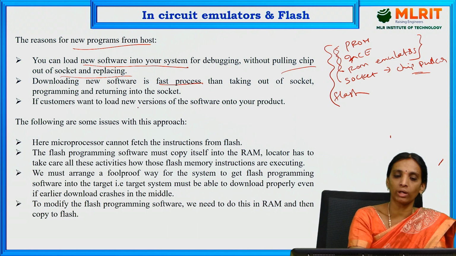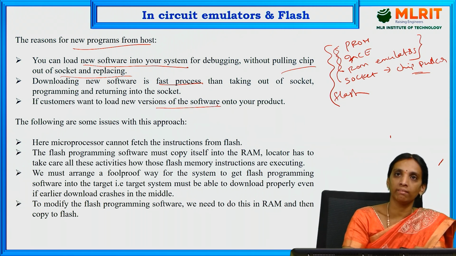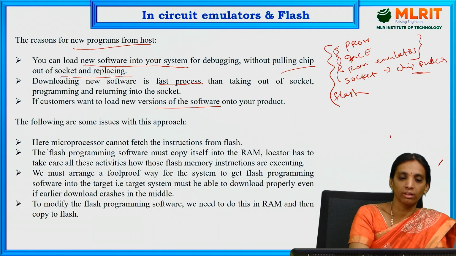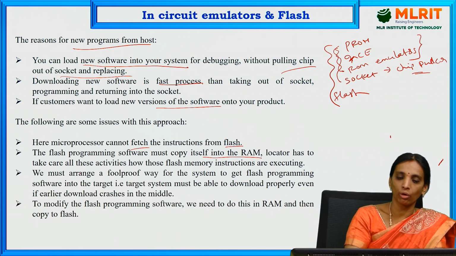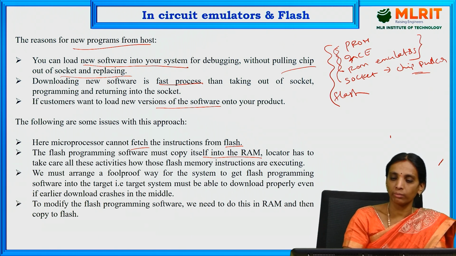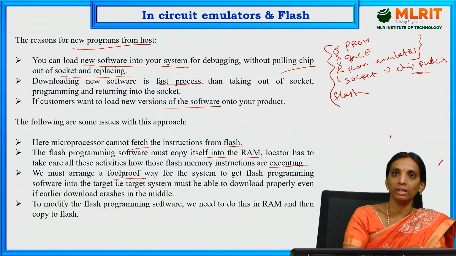So if customers want to load new versions, it is also easy to remove the old version and enter the new version into the flash memory. In this method, the microprocessor cannot fetch the instructions from flash, so it must copy itself into the RAM. Therefore all the activities on the flash memory are executed, and we can use one foolproof method for downloading the program files from the memory of the host machine and uploading them into the target machine.